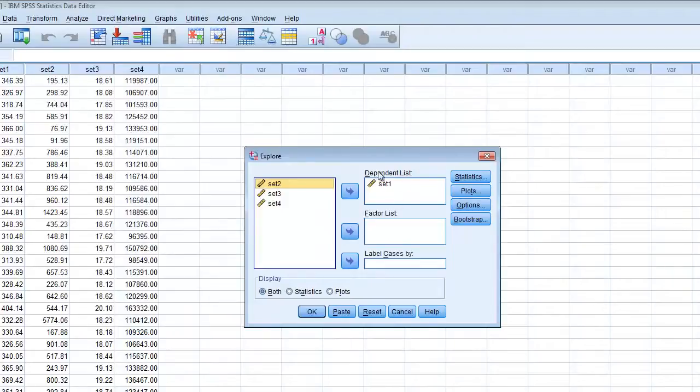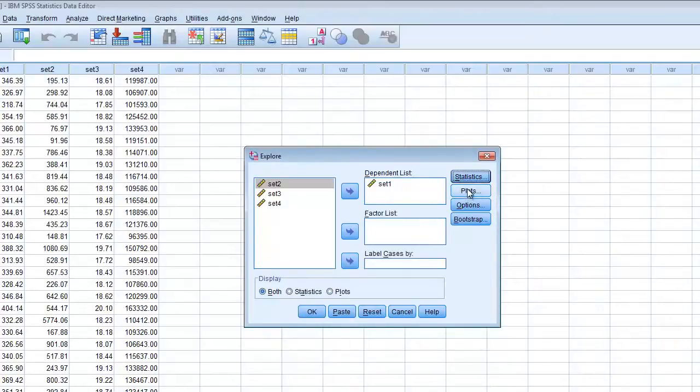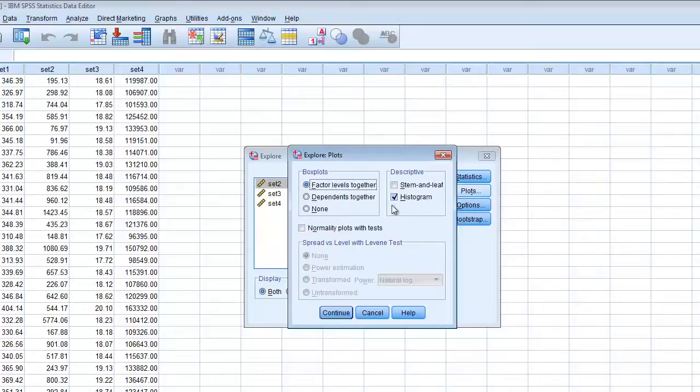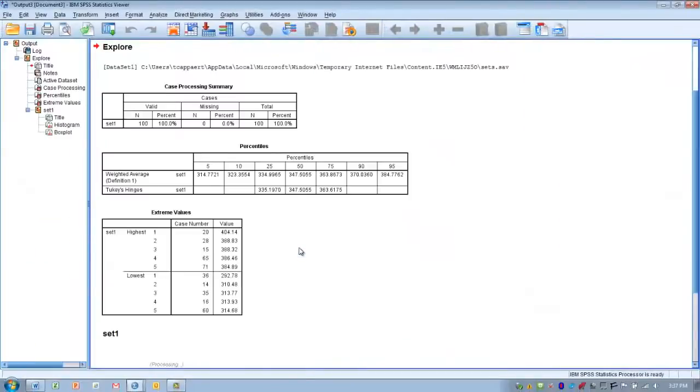And so we're going to use data set number 1, so we want to make sure that that data is entered in the dependent list box. We want to go to the Statistics option, and we want to choose Outliers and Percentiles because we're going to use percentiles to help us determine our boundaries, and then we'll use the Outliers function to determine if there actually are any outliers. We also want to go to the Plots option, and we just want to see a histogram of this data so we can get a picture of what this distribution looks like. Okay, click Continue, and then we click OK.